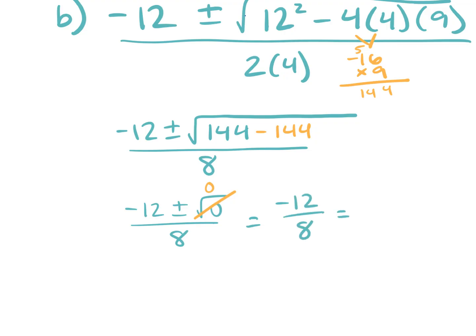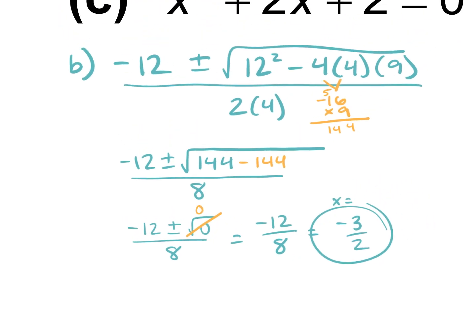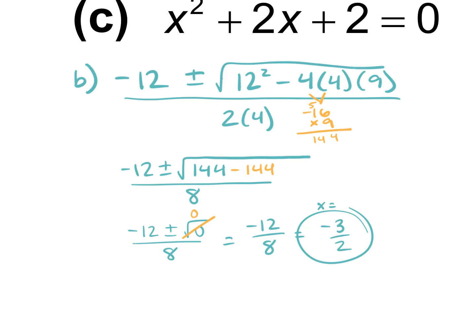Can we simplify negative 12 over 8? What does it simplify to? We can divide the top and the bottom by 4. So what do we get? Negative 3 over 2. So this would be our answer. So sometimes it simplifies all the way where you don't even have your radical in your answer anymore.